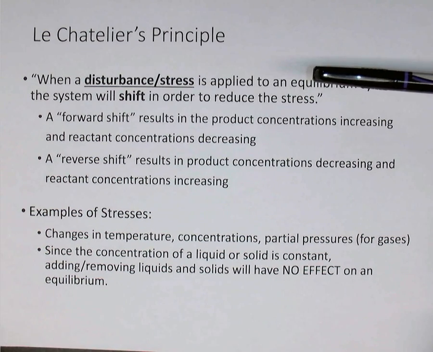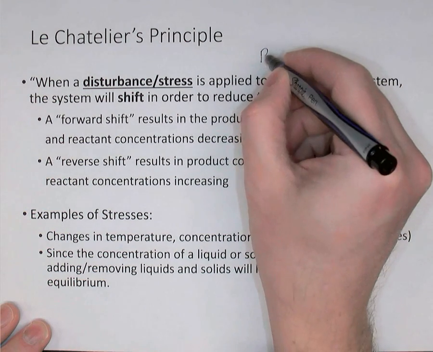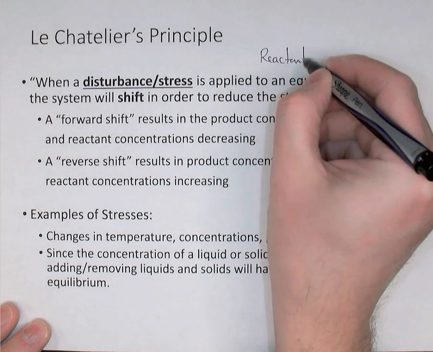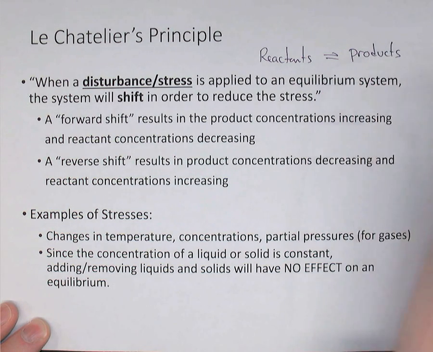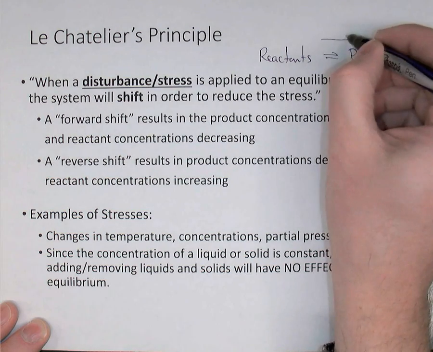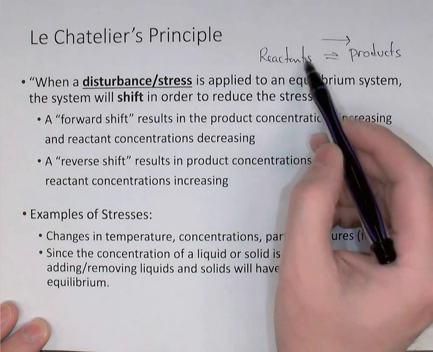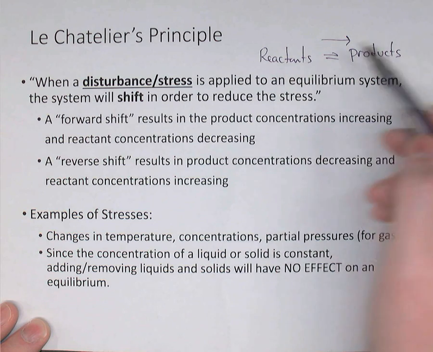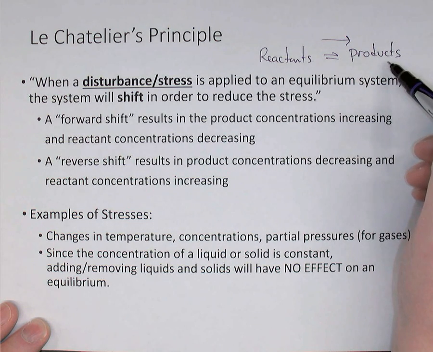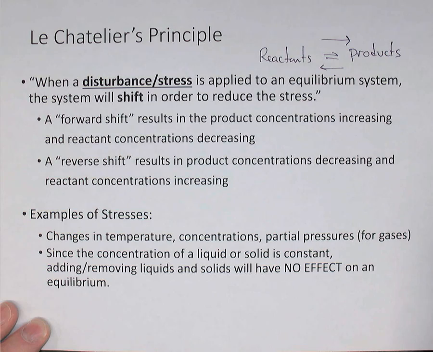If we have an equilibrium that shifts in the forward direction, remember that the forward direction, you have reactants on the left and you have products on the right. So if you have a forward shift in equilibrium, you're going to be producing more products and therefore using up your reactants. So the concentrations of any aqueous or gaseous species on the left will decrease. The concentrations of any aqueous or gaseous species on the right will increase in a forward shift. In a reverse shift, it's just the opposite situation.